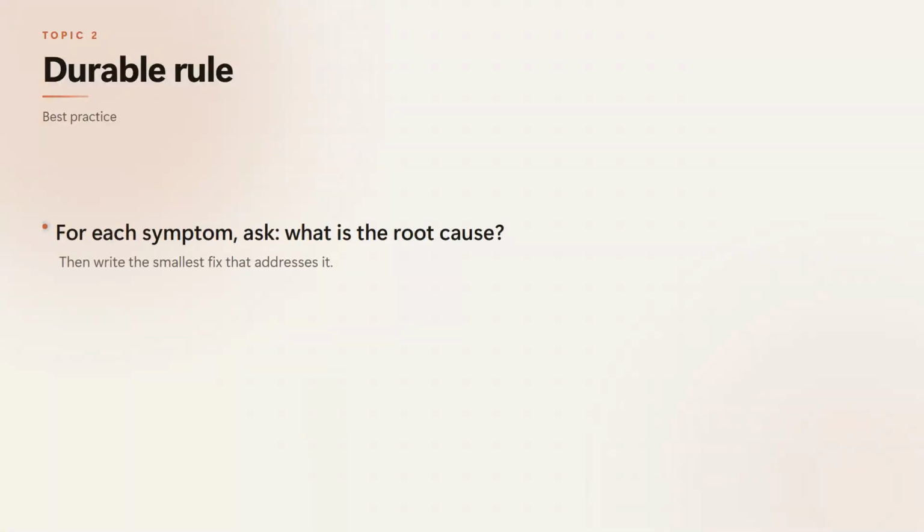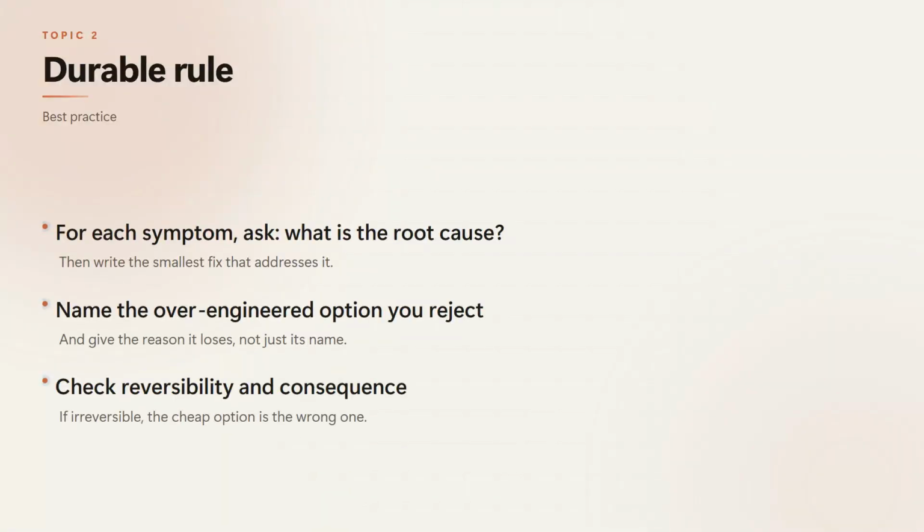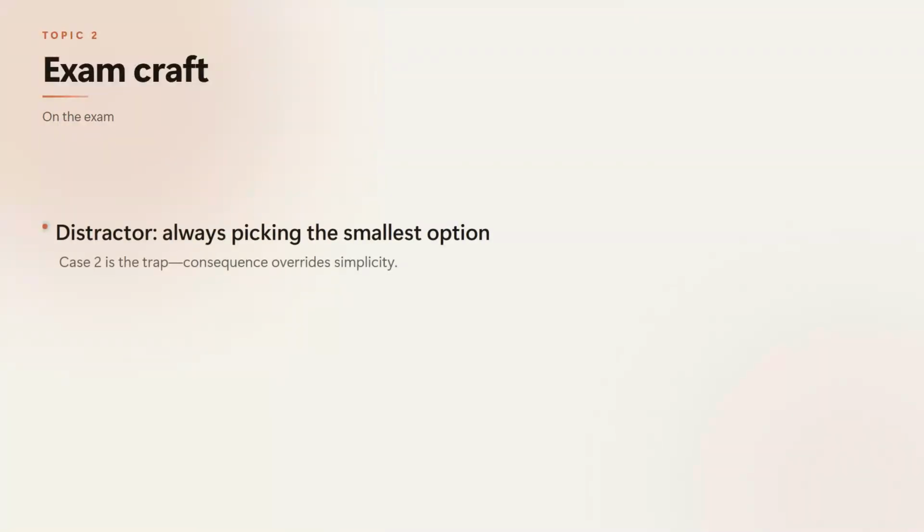The durable rule is this: for any symptom, first identify the root cause. Then write the smallest fix that addresses it, and name the over-engineered option you are rejecting with the reason it loses. A routing classifier loses because it adds cost without fixing the ambiguity. A larger context window loses because it buys capacity, not attention. And always check reversibility and consequence. If the action is irreversible, like a refund, the cheap prompt-shaped option is the wrong one. That is the line. This is testcraft.